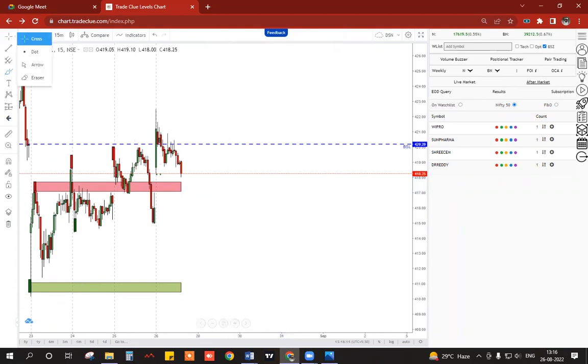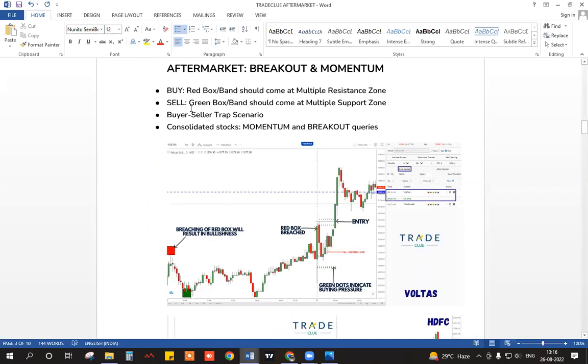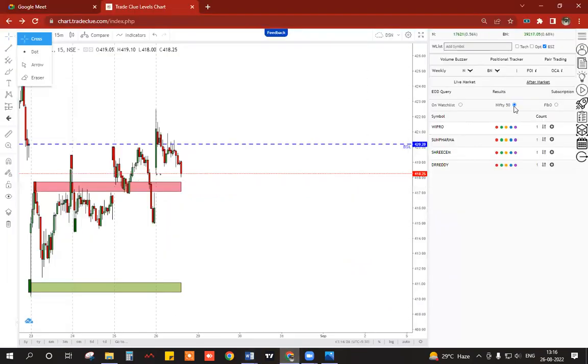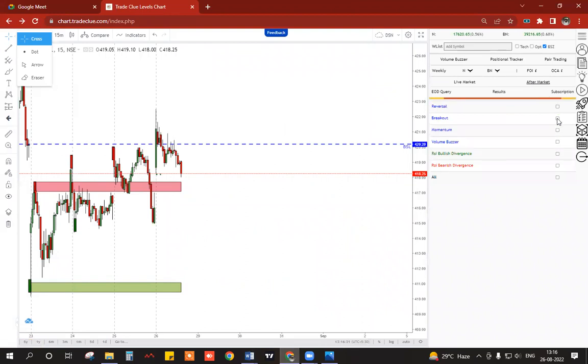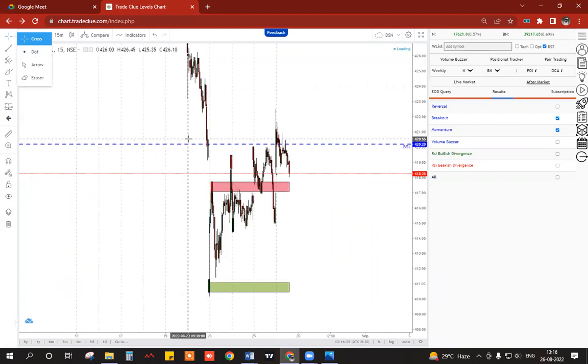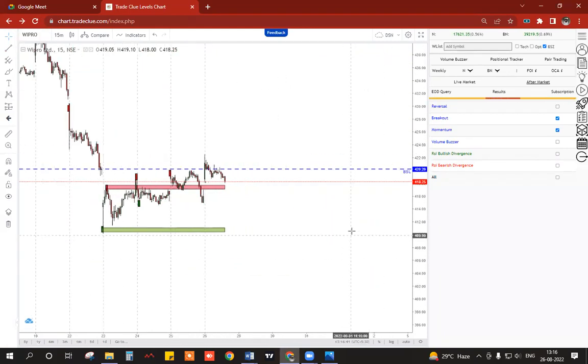So coming on to the breakout. The first thing is we'll be trading it as per the red green box format itself, because it is a range bound situation where we are trading. For the breakout, I need to click on aftermarket, and the breakout queries are breakout and momentum. You will get these two queries, in which you will get those stocks which have a high probability of giving you a breakout trade during the day.